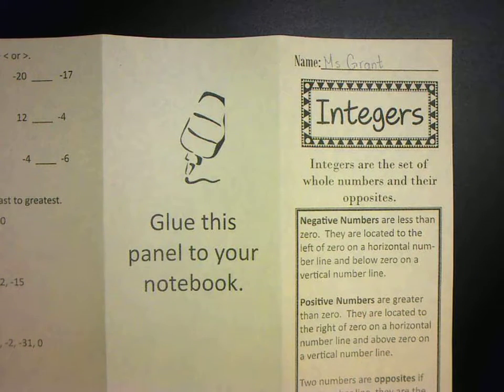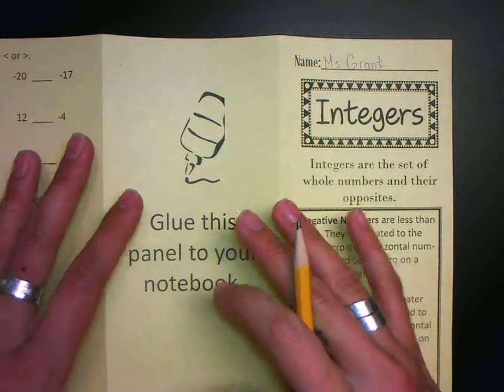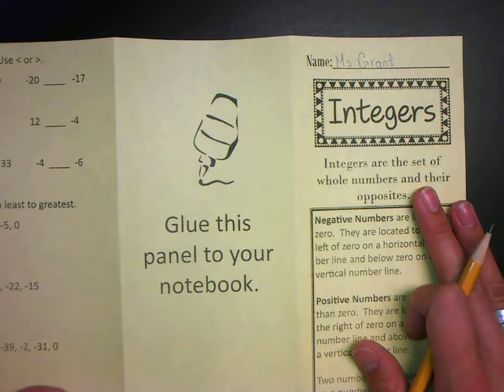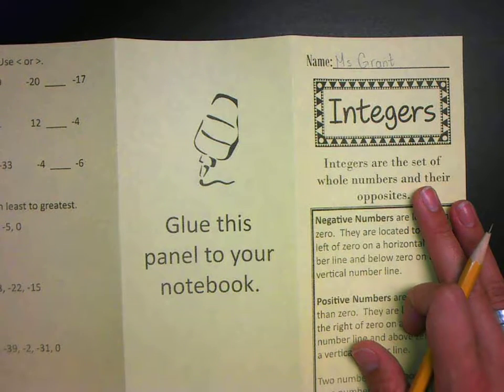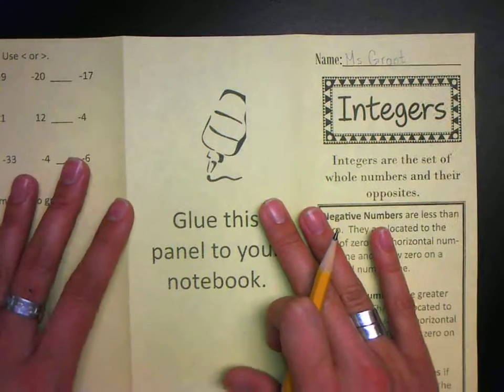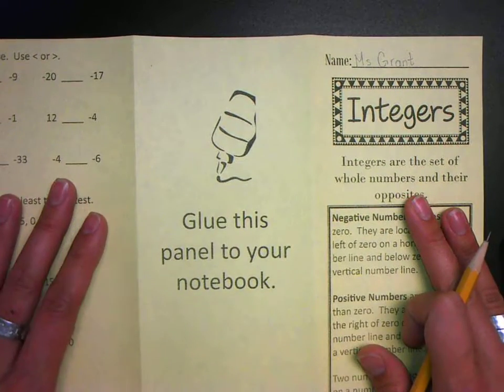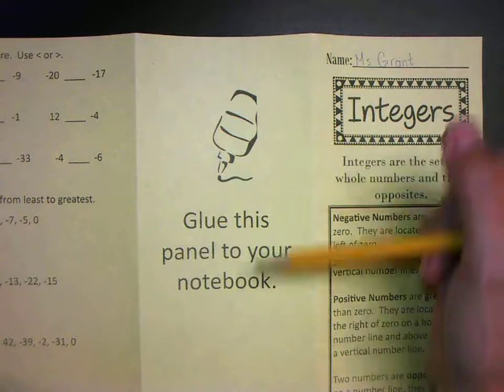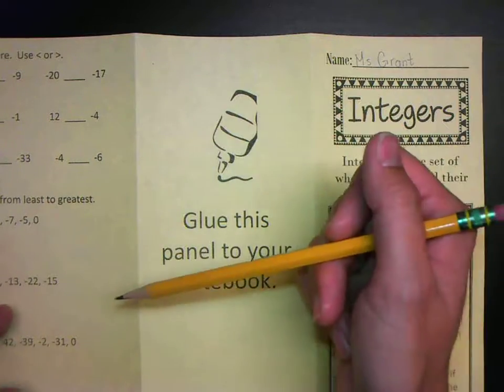All right, ladies and gentlemen, this is Miss Grant going over an introduction to integers foldable. So you should receive the foldable on a yellow piece of paper. If you are absent, make sure to get it from the worksheet bin, or you can copy the work in your notebook. So you get the foldable, and it looks like this. It's on a yellow piece of paper, so we are going to fold this first. You notice integers are on the right side, glue this into your notebook, and then problems on the left side.